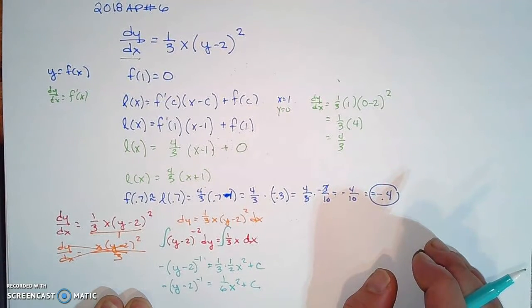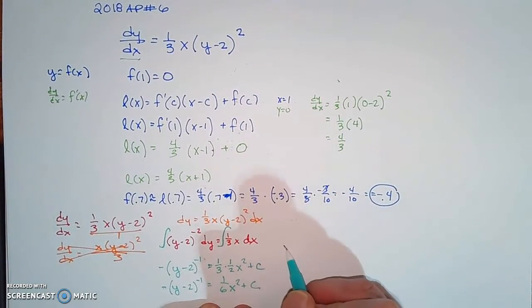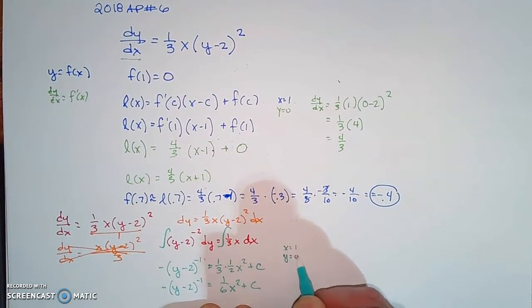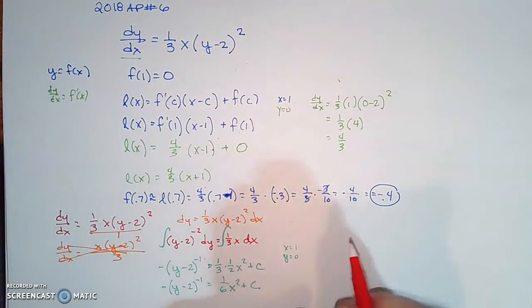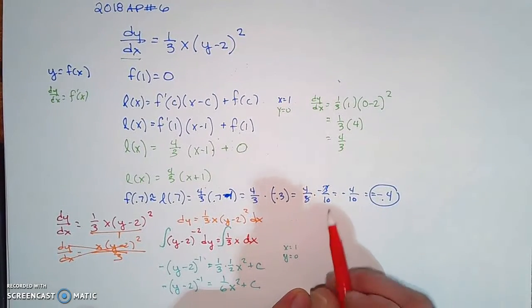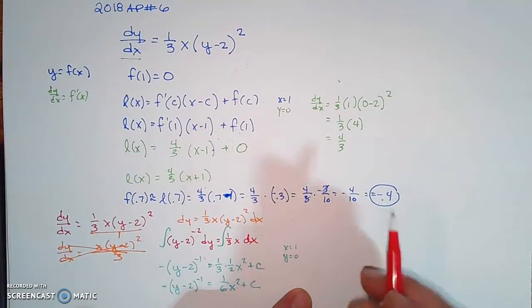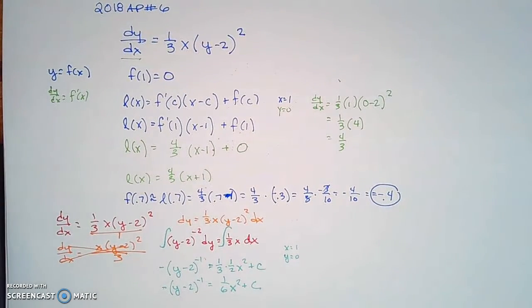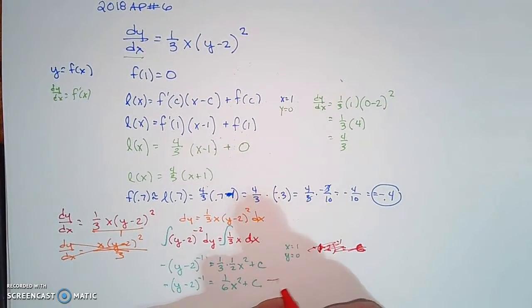It asks me to solve the differential equation, and they give me an initial condition: f of 1 equals 0. So when x equals 1, y equals 0. So I can put that in now and simplify. Let's figure out what c is right now. x is 1 and y is 0, so I'm going to fill that in right here.